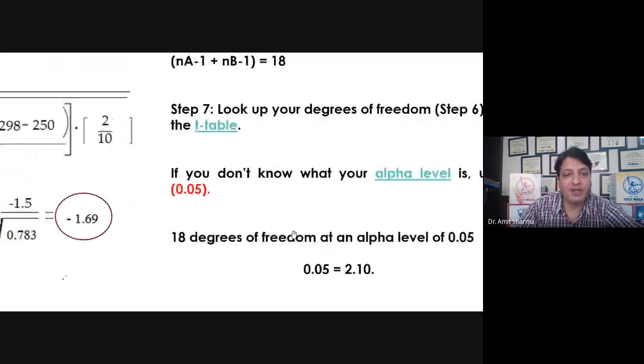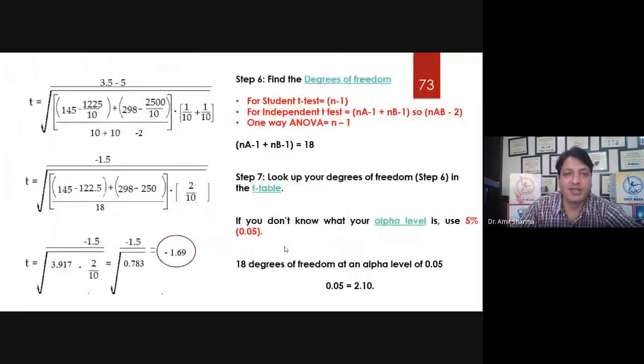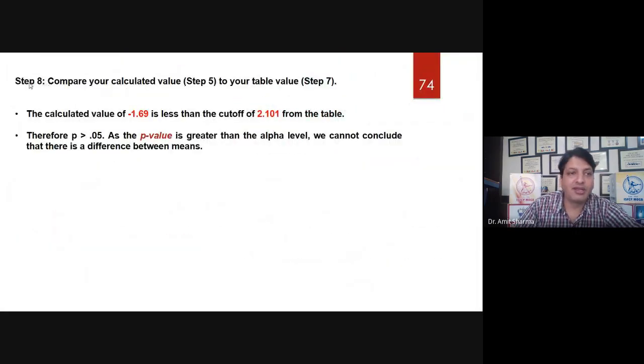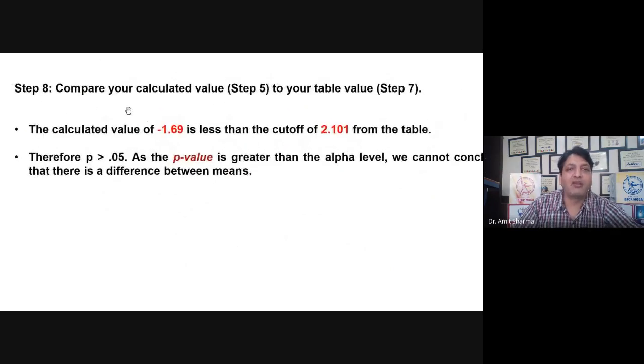So we have to compare this minus 1.69 with this 2.10, and that is step number 8. The rule of stat says compare the calculated value which we have calculated to the table value. Clear? Now the calculated value of minus 1.69 is less than the cutoff value 2.10 from the table. That means the p-value was found to be less than 0.05, you can say.